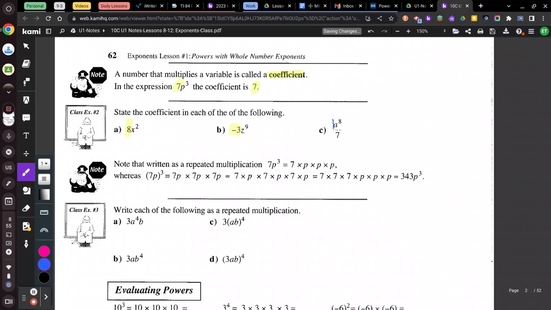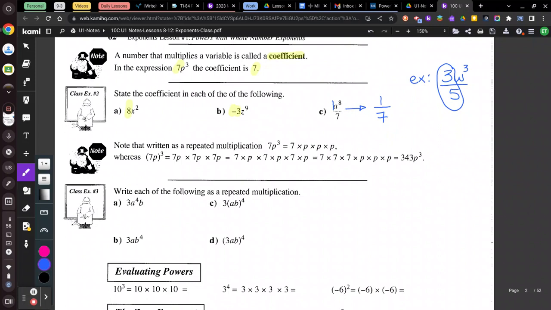And on the next one, don't forget, you've got a hiding 1 in front of any variable if you don't see it. So this guy's coefficient is actually a fraction. It's 1/7. That's the coefficient. So whenever you've got a fraction and the variable's on top, the bottom number is part of the coefficient. Okay? So for example, if I've got, let's say, 3w cubed over 5. Your coefficient here is going to be the 3/5. That's your coefficient. Okay? So it will take the bottom number off and it'll be as a fraction.